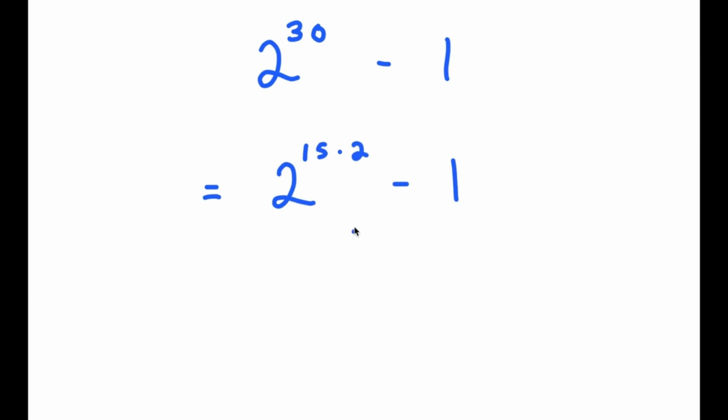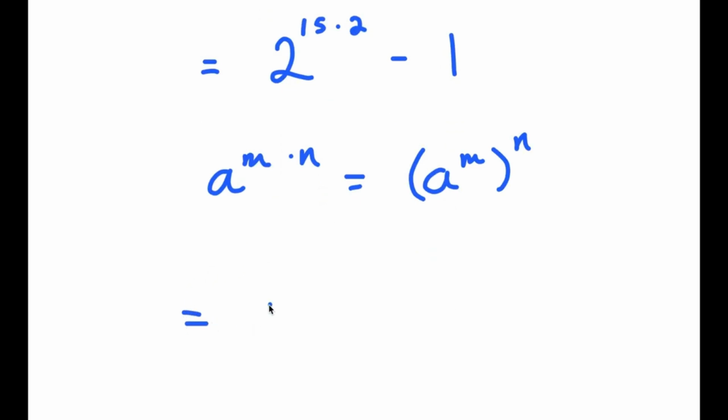Alright, so in this video, I'm going to solve the problem 2 to the power of 30 minus 1. So to solve this, I'm going to rewrite this as 2 to the power of 15 times 2 minus 1. Now if I have something in the form a to the power of m times n, this is equal to a to the power of m to the power of n. So 2 to the power of 15 times 2 is the same thing as 2 to the power of 15 to the power of 2, and negative 1 is the same thing as negative 1 squared.